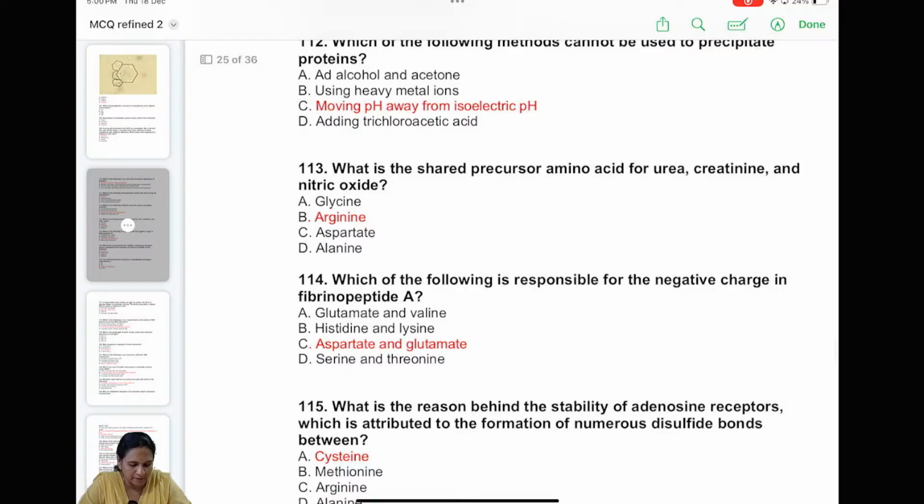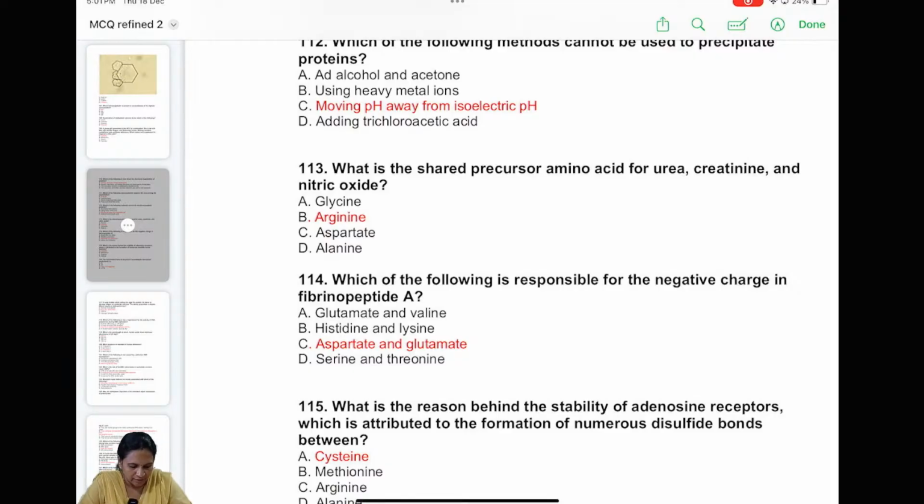What is the shared precursor amino acid for urea, creatinine, and nitric oxide? Arginine. Nitric oxide is formed from arginine. Creatinine is formed from arginine, methionine, and glycine. Then urea is formed from arginine.